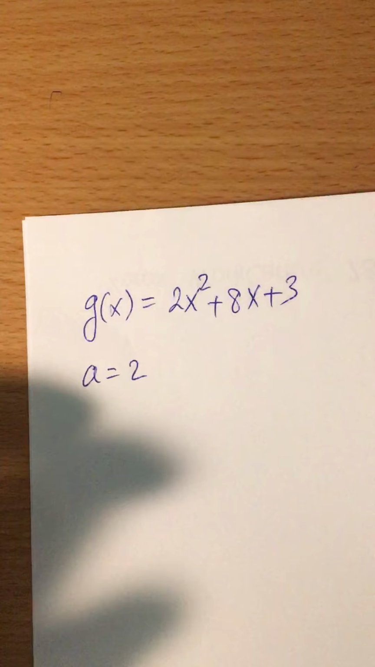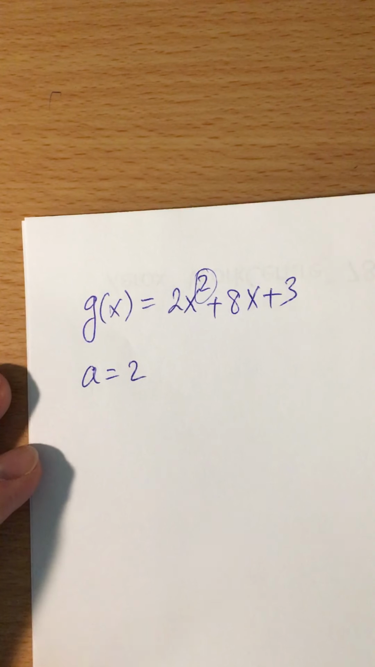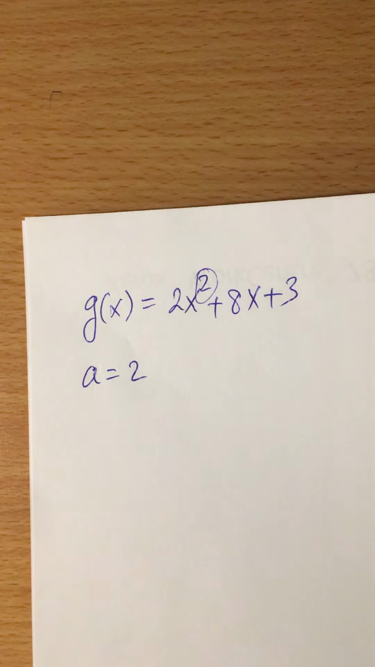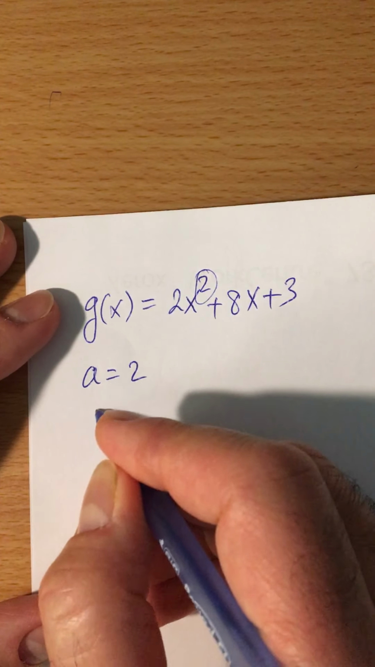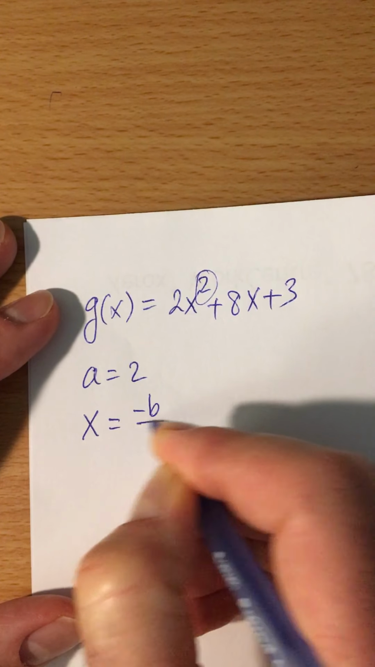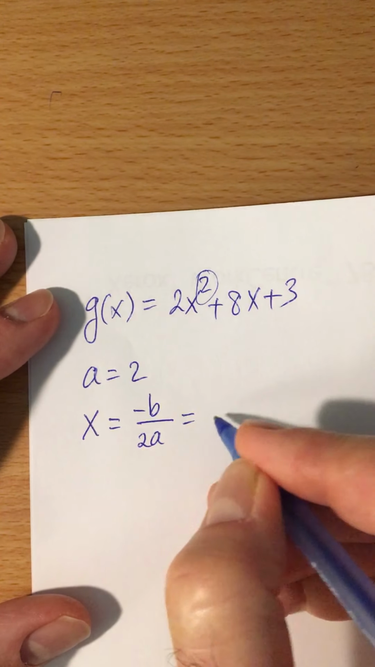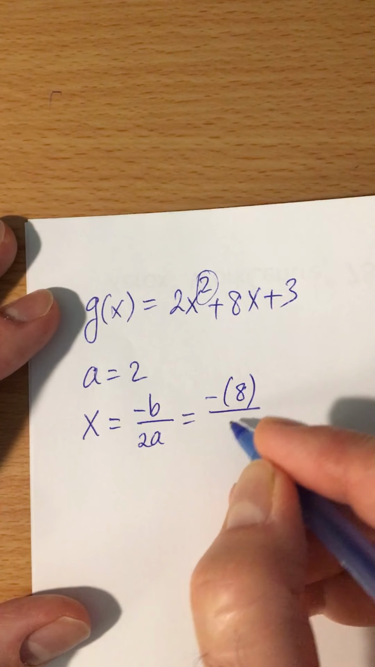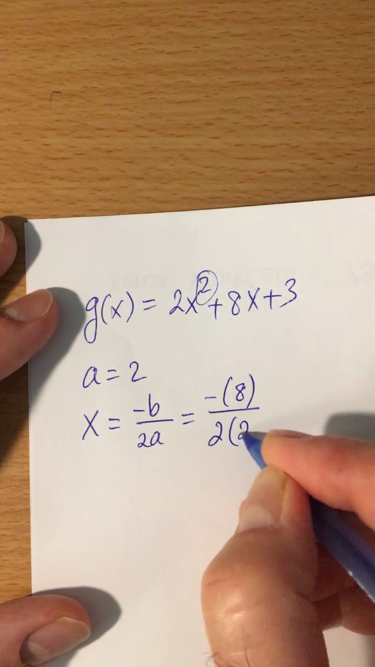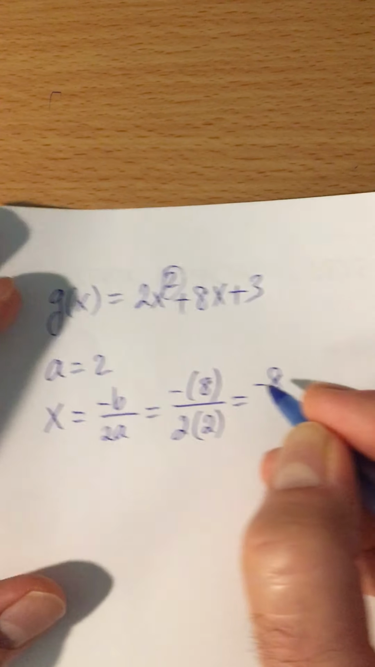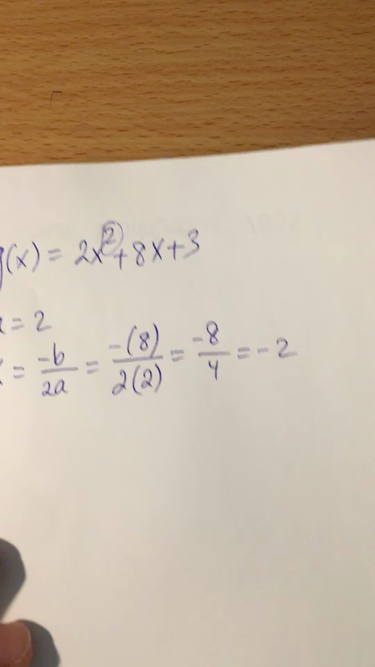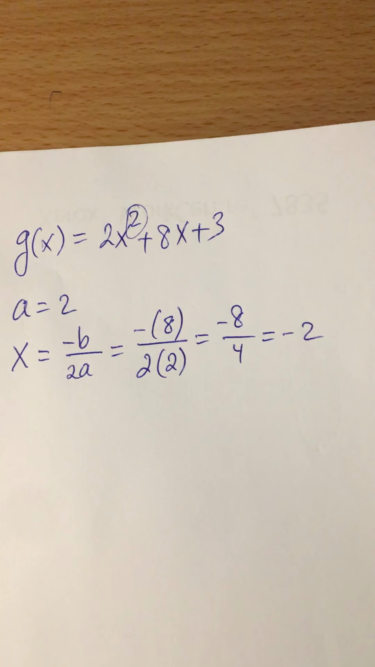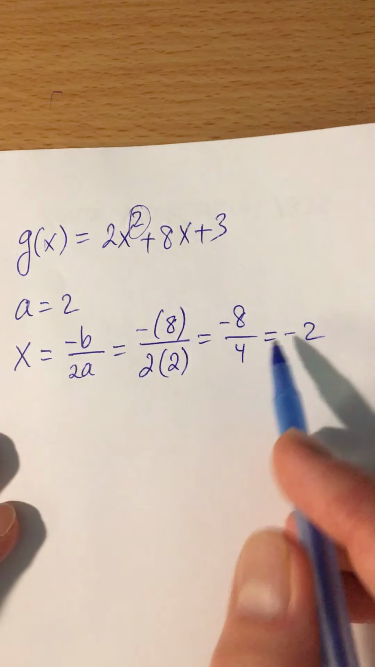How do we know we have a parabola? Because the degree is 2. It's called a quadratic function. So the parabola opens up. Let's calculate the vertex. The x value of the vertex is negative b over 2a. My b is 8, so you have negative 8 over 2, and a is 2 as well. So you have negative 8 over 4, which is negative 2. The x value of the vertex is negative 2, which also happens to be the equation of the axis of symmetry, x equals negative 2.